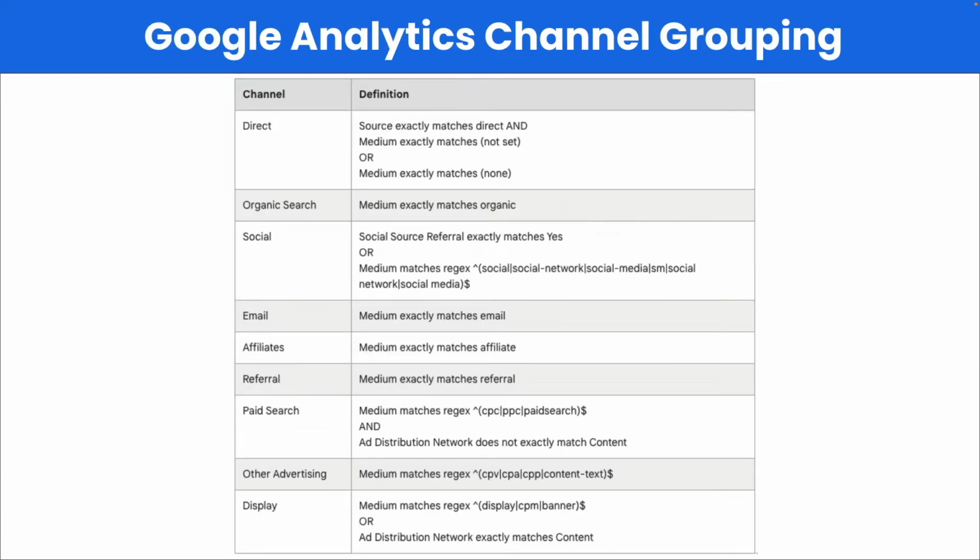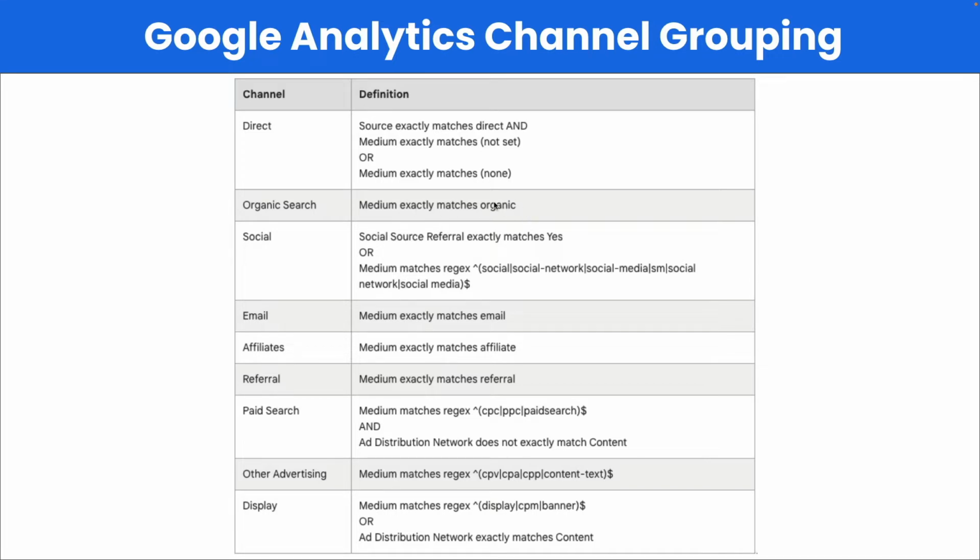Let's dive deep into Google Analytics. You're probably familiar with the channel groupings report, when it shows direct traffic, organic, social, and so on. You probably don't know how Google Analytics breaks down these traffic channels. Here you can see that to mark traffic as direct, Google Analytics checks if the source matches direct and the medium matches not set, or the medium exactly matches none. For organic traffic, the medium exactly matches organic.